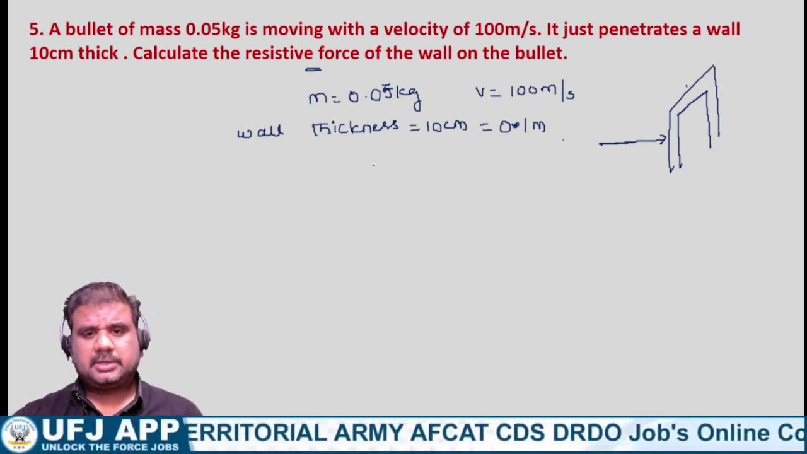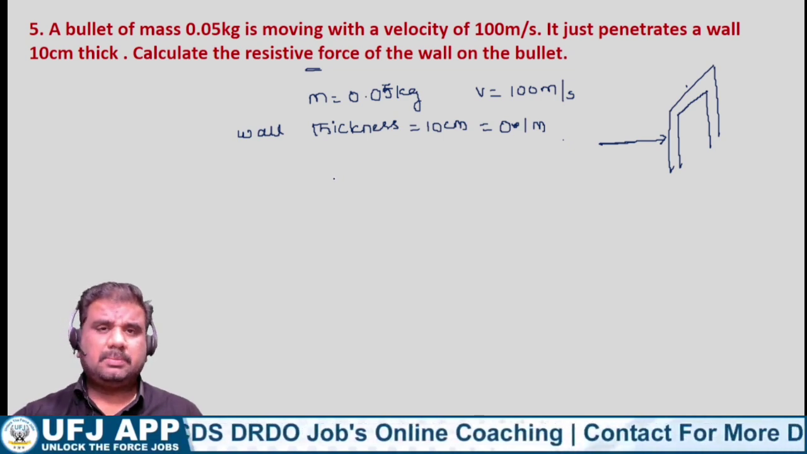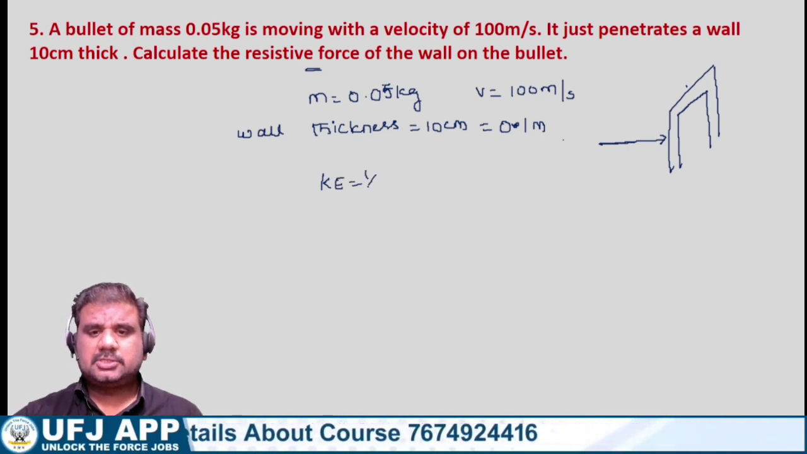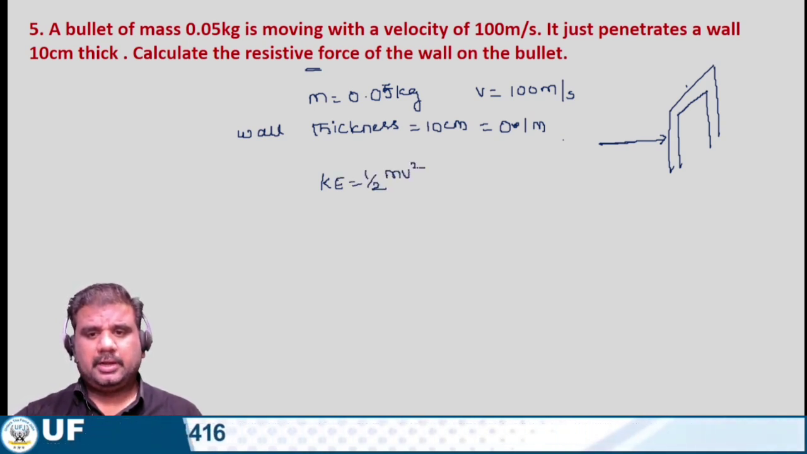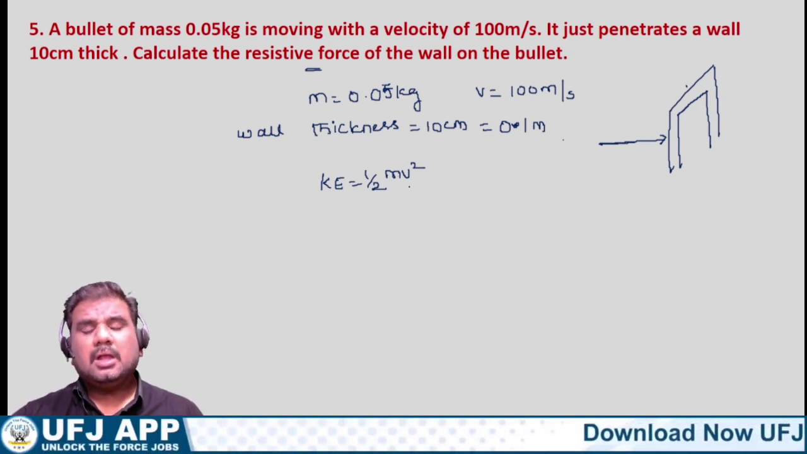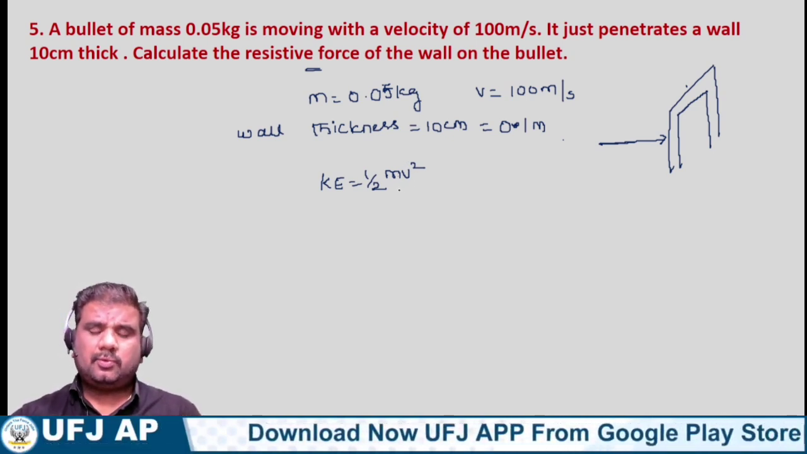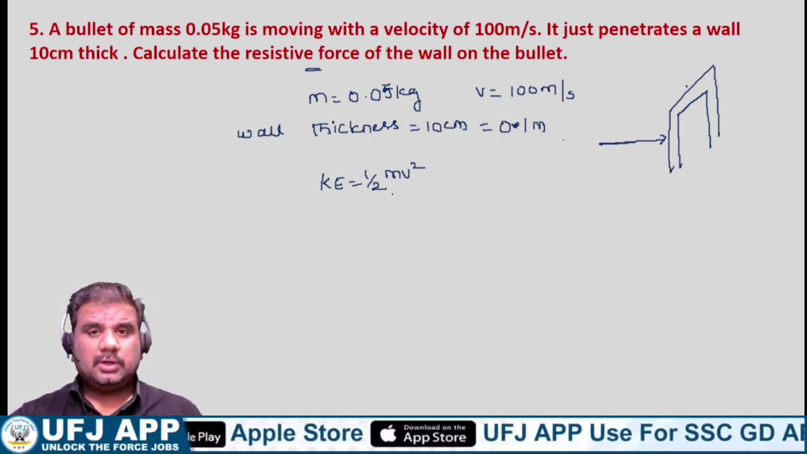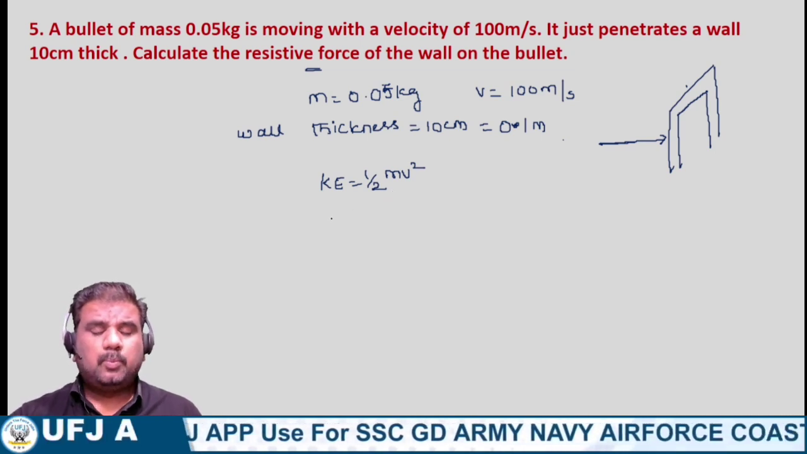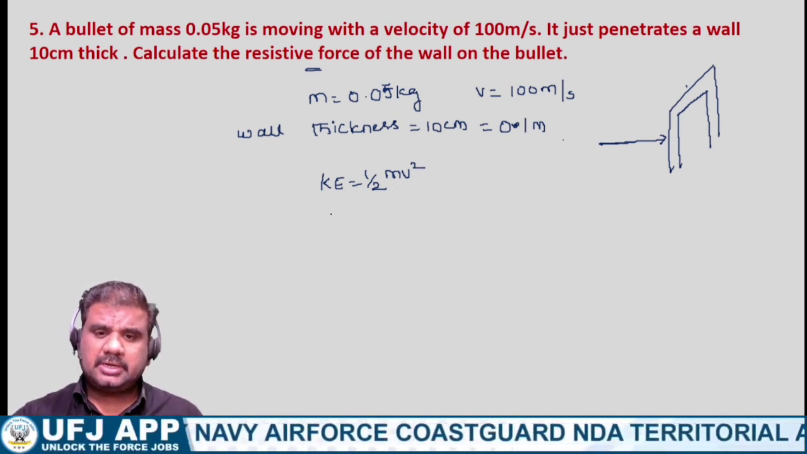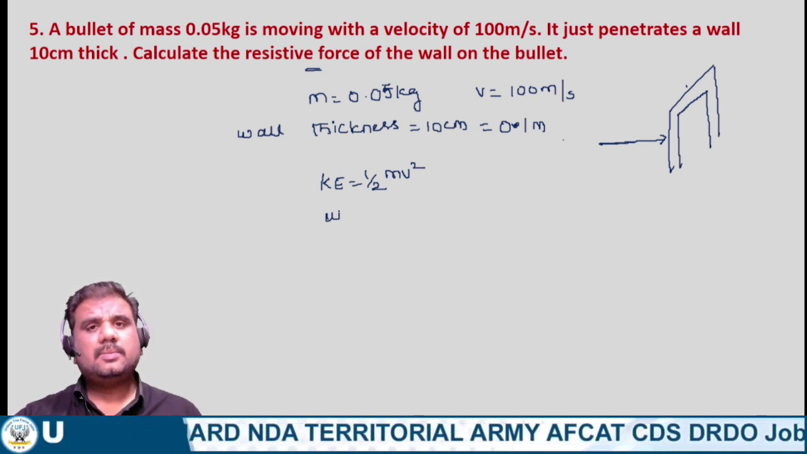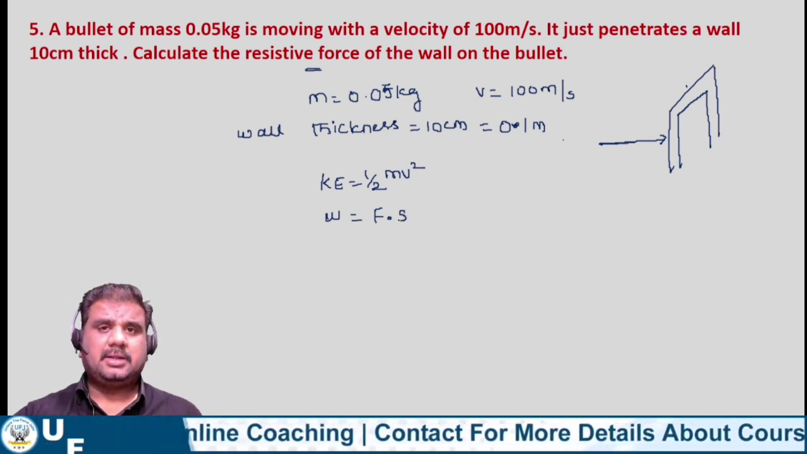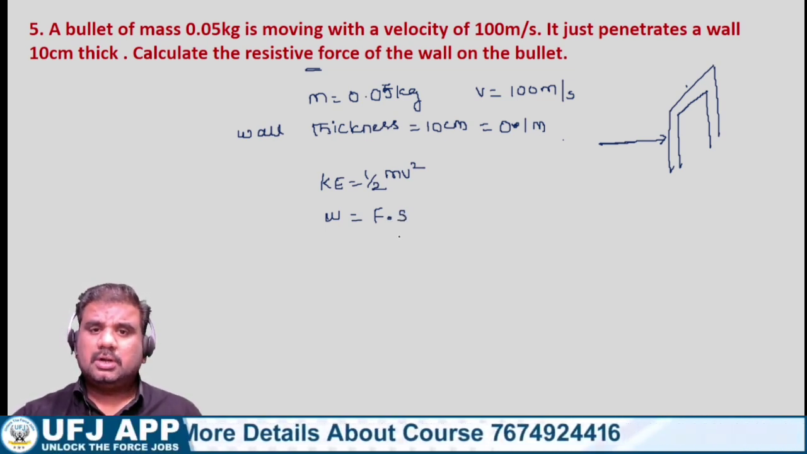So here in this particular case, when the bullet is moving, it means that it is having some amount of kinetic energy. So what is the amount of kinetic energy? Half mv square. And at the same time, the wall is trying to stop the bullet. Since the wall is trying to stop the bullet, it is doing some amount of work. So what is the work? Work is given by what? Force into displacement, and work equal to force into displacement.